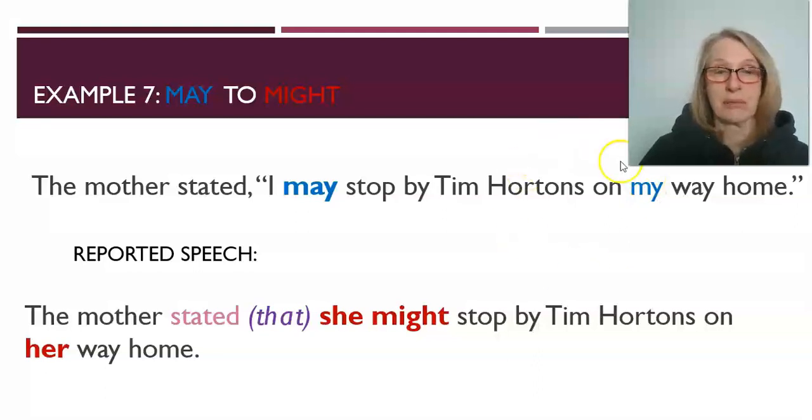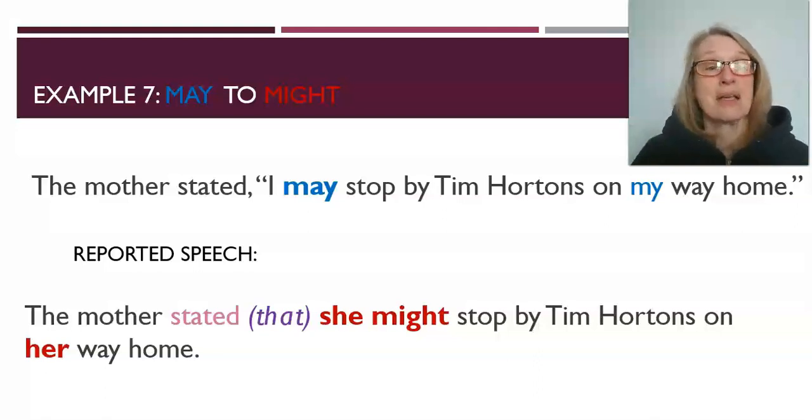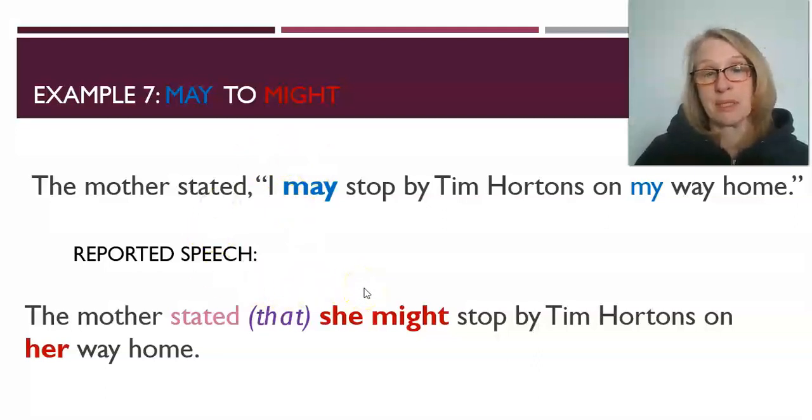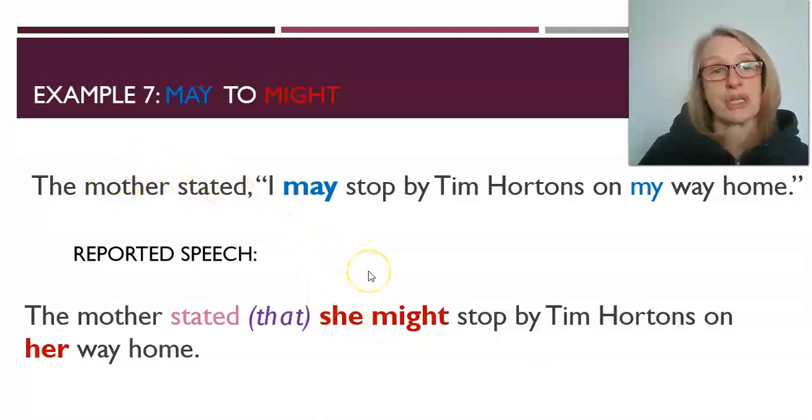And you'll notice here that, of course, we have to change the pronouns, the same as we did with government. The government said we, and then when you're reporting that, the government said that they. Same thing here. When you are reporting this speech to someone else, you're now talking about the mother, she. So you're not going to say I. And the same with my, you'd say her way home.